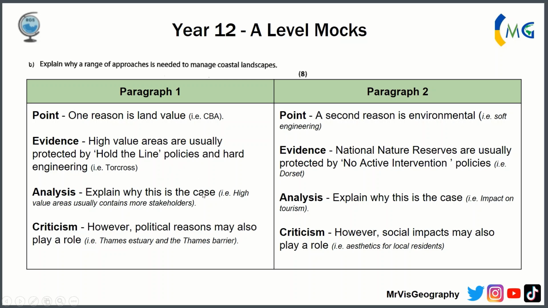Explain why this is the case. It's because a lot of the time high value areas have more stakeholders, and all these stakeholders are voters, and they want to be defended. They don't want to lose their businesses.